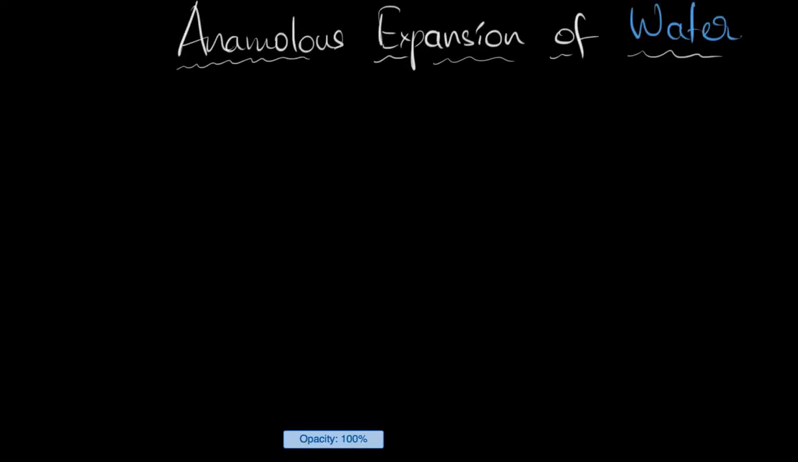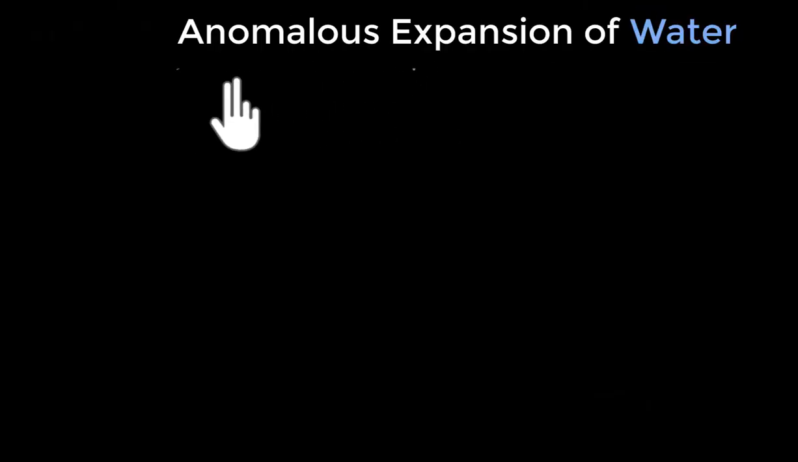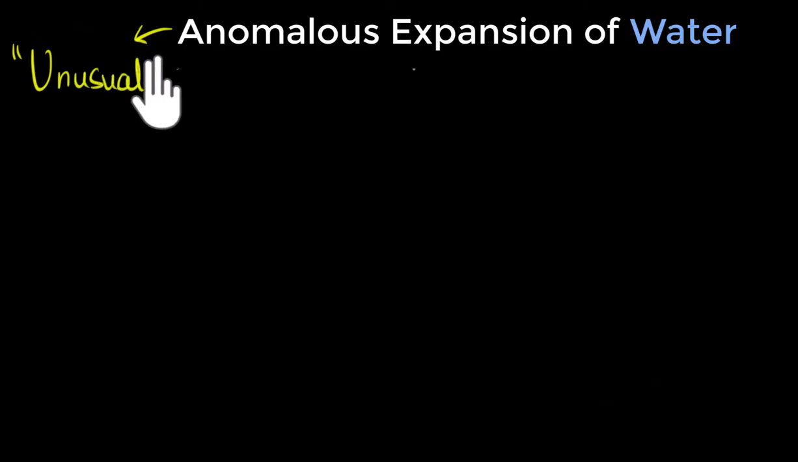Water has quite a few unusual properties. One of them is famously called the anomalous expansion. So we'll talk about what this is and what are its consequences. All right, let's begin. Let's start with the meaning of this. Anomalous, what does that mean? Anomalous just means unusual. So we're talking about unusual expansion in water.